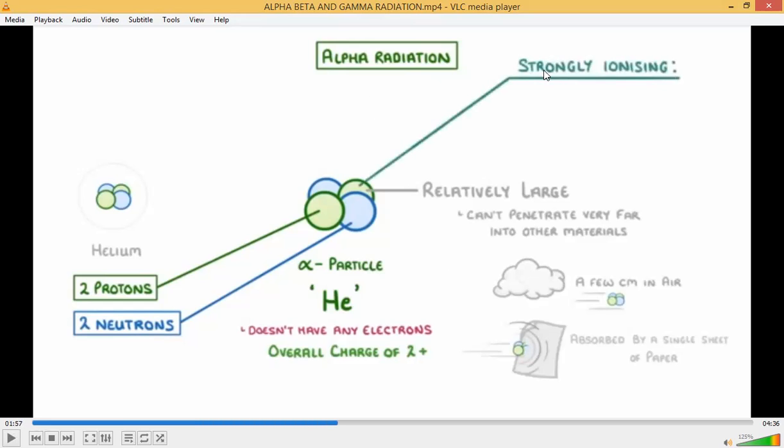But note they are strongly ionizing also. In fact, they are the strongest ionizing particle.